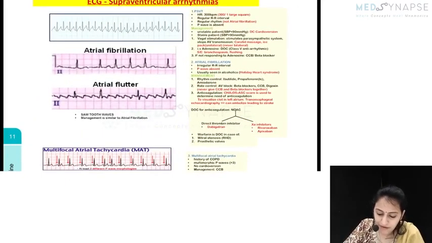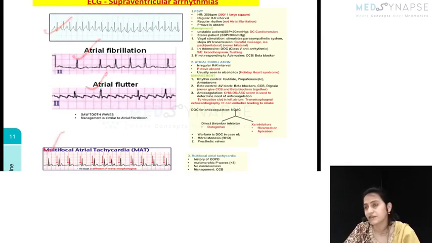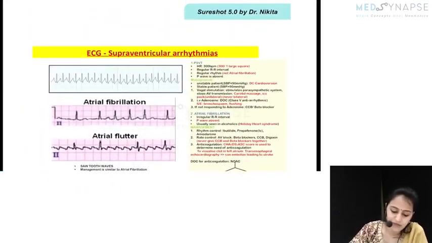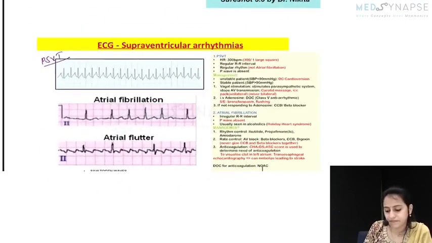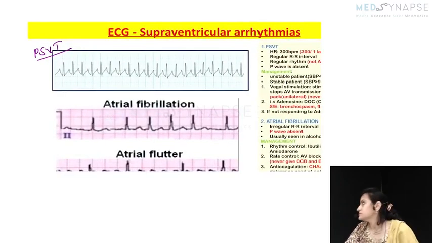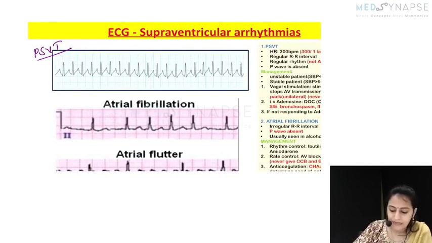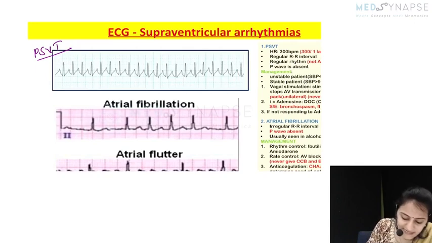ECG in supraventricular arrhythmias, that is PSVT, atrial fibrillation, atrial flutter, and MAT, multifocal atrial tachycardia. The first one is PSVT, paroxysmal supraventricular tachycardia. When I say it is tachycardia, that means the heart rate is increased. That means the RR interval is decreased.